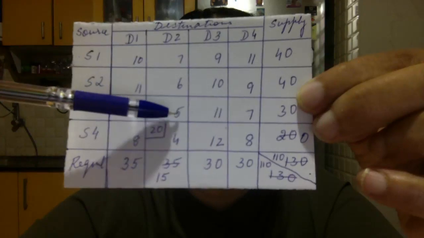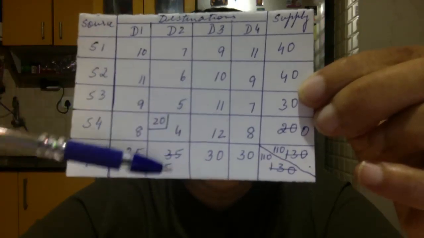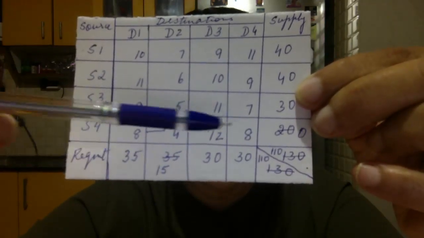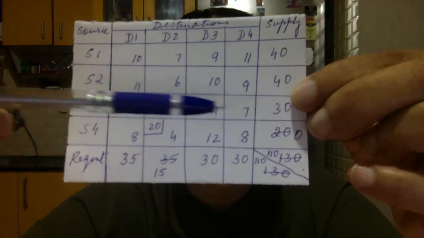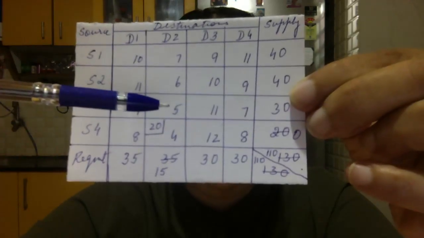Now look at this column. The next least is 5. So there is 15 requirement here, 30 supply. So this column S3D2 will get 15 units. And supply of S3 becomes 15. Third, D2 column requirement becomes 0 and the grand total becomes 95.